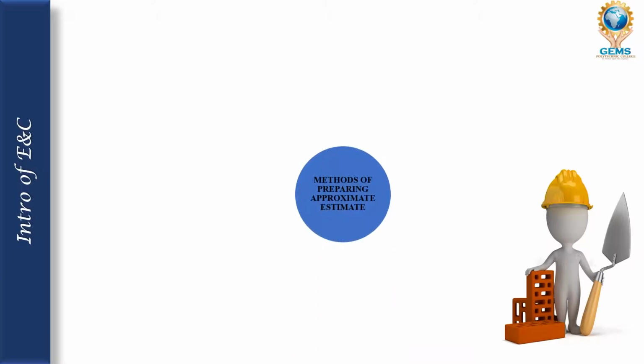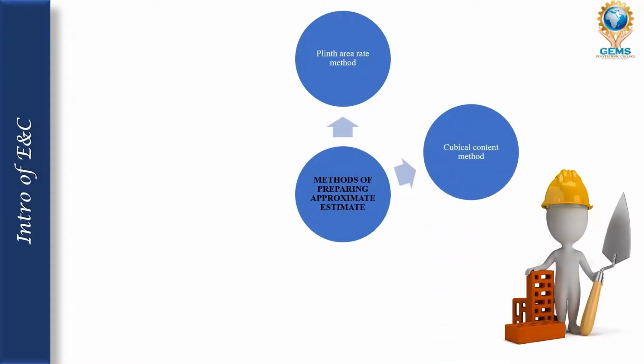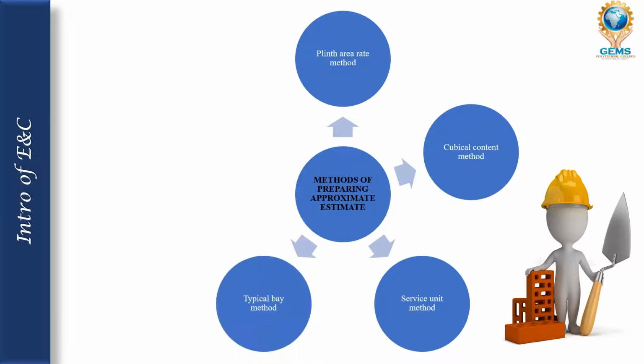So what are the methods of preparing an approximate estimate? We have 5 methods: plinth area method, cubical content method, service unit method, typical bay method, and approximate quantity method. So we have 5 types for preparing an approximate estimate.